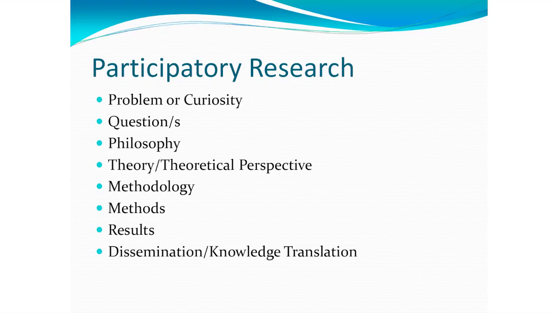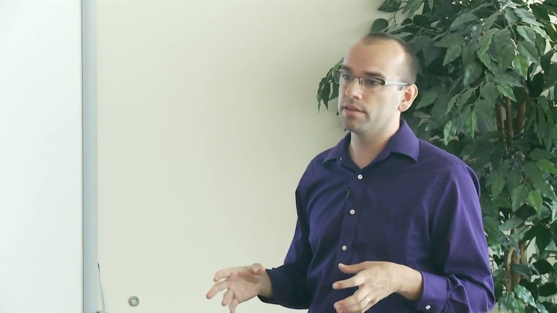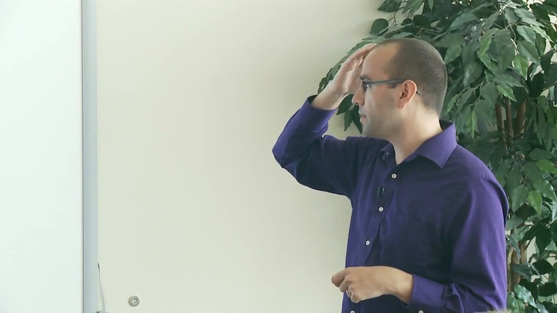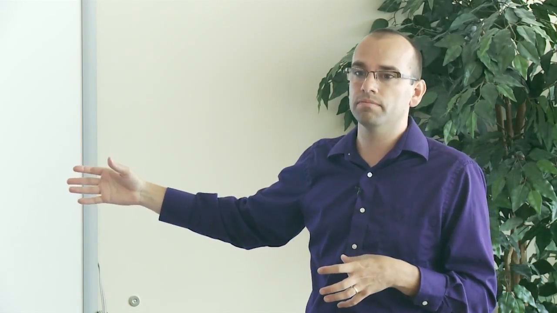Participatory research is similar to action research in that there's a sense of taking the knowledge and doing something with it. Participatory research really is about the involvement of the research subjects, the research participants, in the process. And if you remember, I laid out the different parts of the research process. The participatory lens asks, where are people involved?